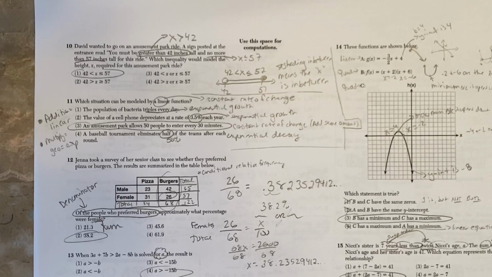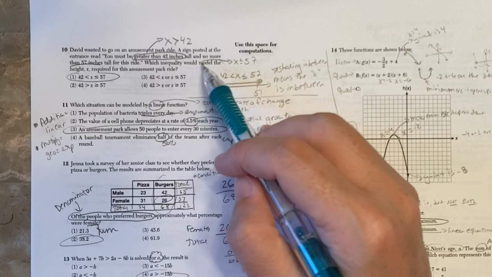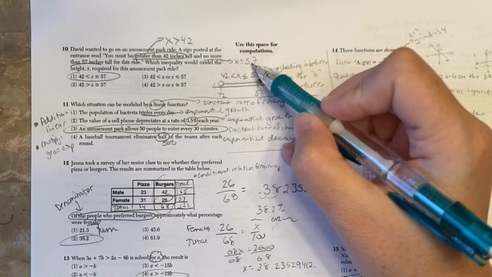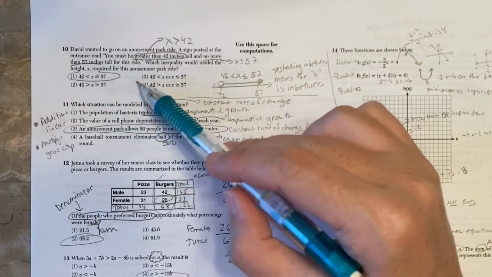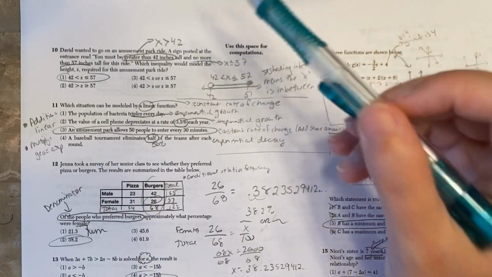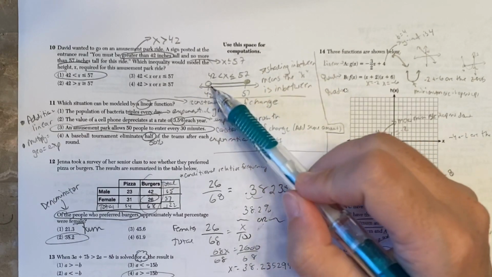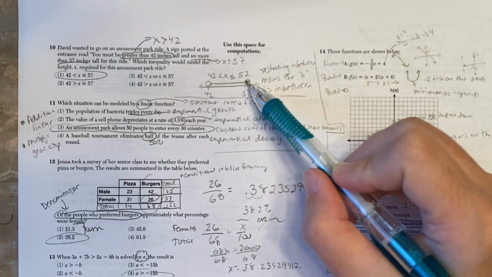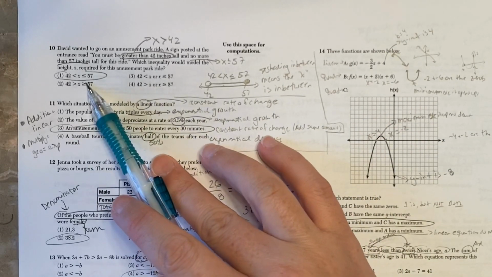David wanted to go to the amusement park. A sign posted at the entrance read, you must be greater than 42 inches, and no more than 56. So you could be 57, but you can't be greater. So that's less than or equal to 57. So which inequality would model the height x required for the amusement park? So basically they're saying in between 42 and 57, but you have to be bigger than 42. So this is how you write your compound inequality between 42 and 57. You cannot be 42, you have to be greater than 42, that's why it's not filled in. And this one, you can equal 57, but you can't be more, and that's what it looks like. So that is choice 1.